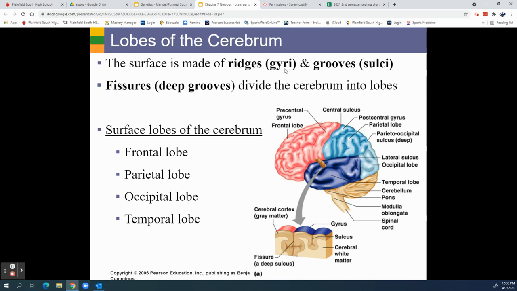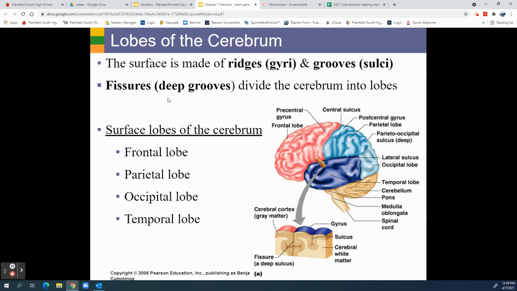The way that I know that is that gyri has an R in it, and those are the ridges. Grooves does not start with an R. So it probably doesn't make sense to you, but it does to me. This starts with an R, and this one doesn't start with an R. So the ridges are the gyri, and the grooves are the sulci.